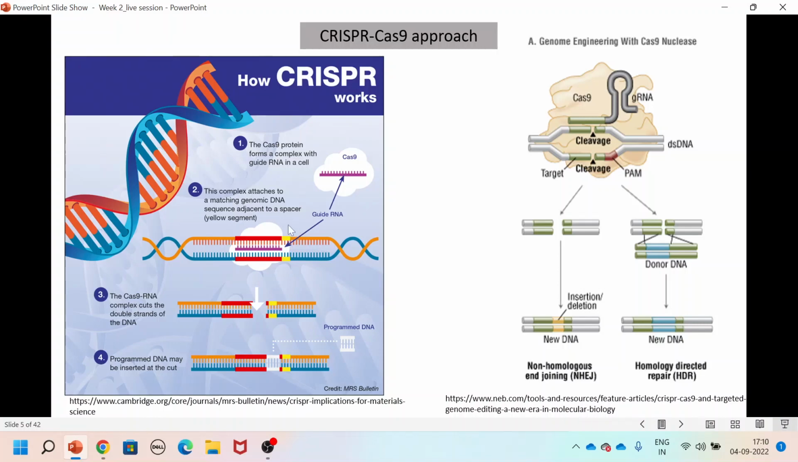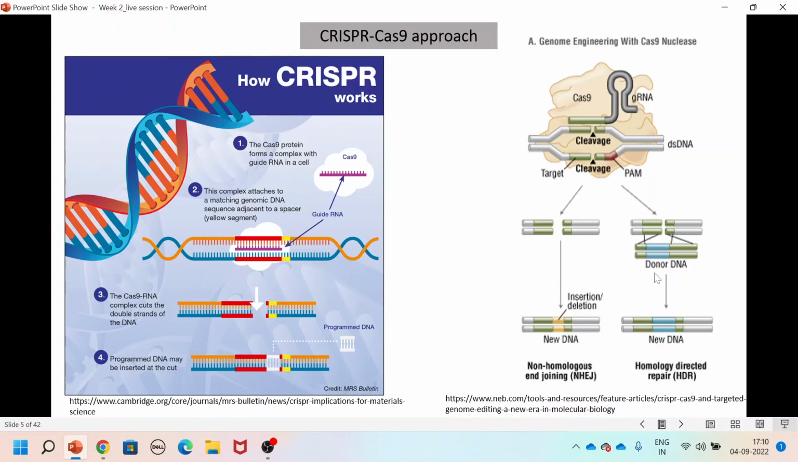And due to this, the Cas9 RNA complex cuts the double strands of the DNA, and this leads to the insertion, deletion, or frame shift required in the programmed DNA. So the insertion or deletion may occur as a part of the double strand breaks which are created by the Cas9 RNA complex, and they may be repaired either by the process of non-homologous end joining, or by homology directed repair.